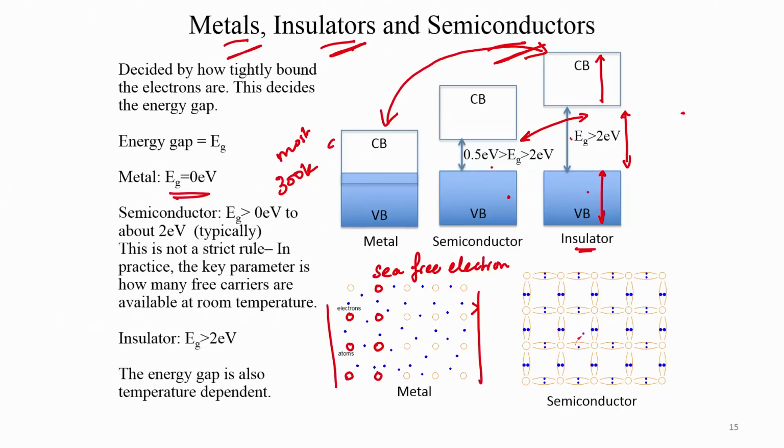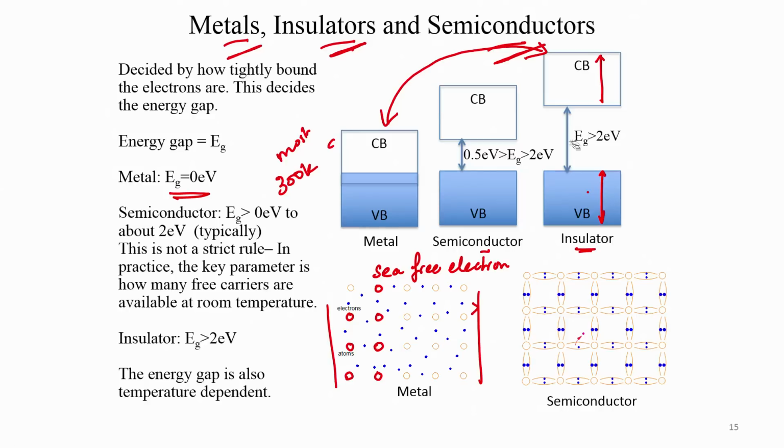Both of them have an energy gap. Both of them have conduction band and valence bands described like this. The only difference is in the values that we have assigned, and these are not strict values. For example, you could have a semiconductor having an energy gap which is slightly greater than 2 electron volts. In fact, these are called wide band gap semiconductors. So what provides this classification of what is a semiconductor and what's an insulator?